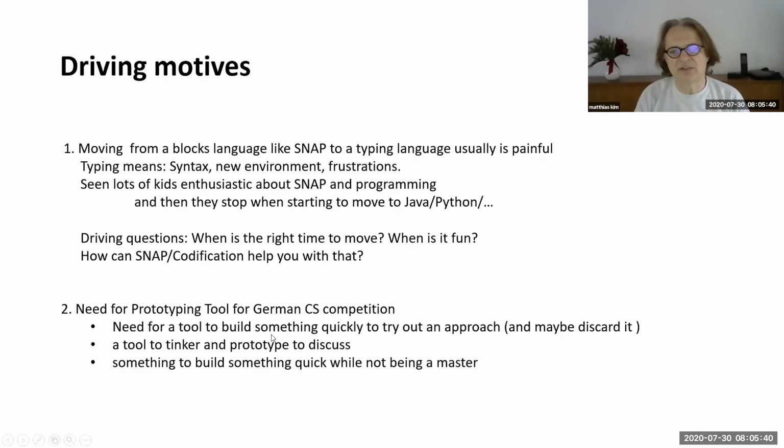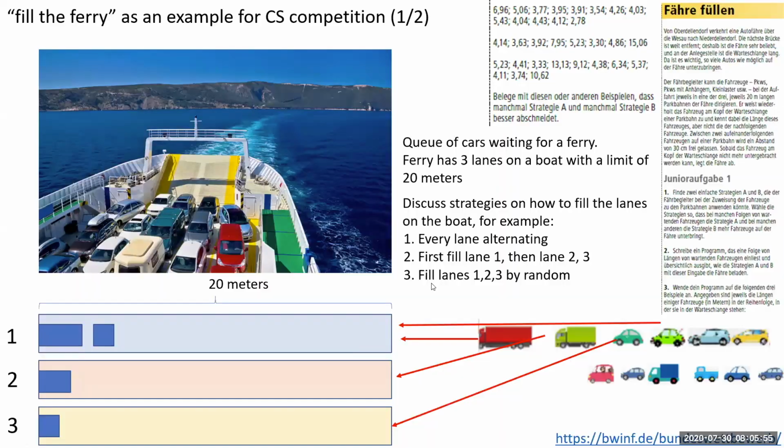To give you some background, I want to show you two slides about the German computer science competition and what it's about, so you understand why I'm interested in this codification. On the right side you can see the exercise. It's called fill the ferry. There's a queue of cars waiting for a ferry, like you see in the picture. This ferry has 3 lanes, as you can see below, and each lane has a limit of 20 meters. All the cars waiting have a certain length, and you're provided with the list of the lengths.